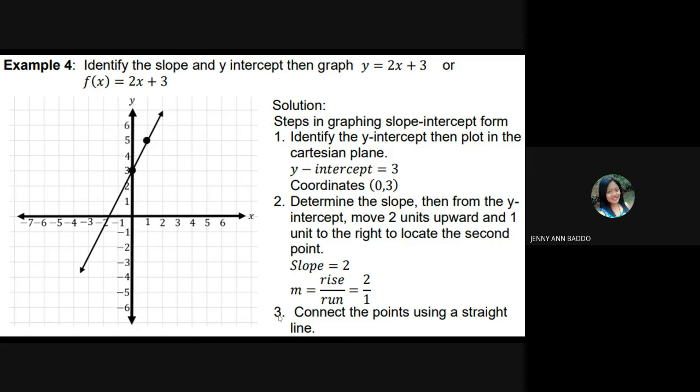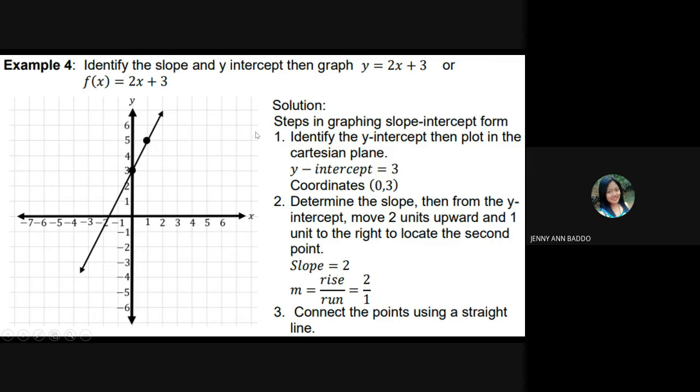If we recall the different steps in graphing slope-intercept form, we have to identify first the y-intercept, then plot it on the Cartesian plane. Since we have 2x plus 3, obviously the y-intercept, which is the constant, is 3. That means our first point is 3 on the y-axis. Next, determine the slope. Then from the y-intercept, move the point. So the slope is 2.